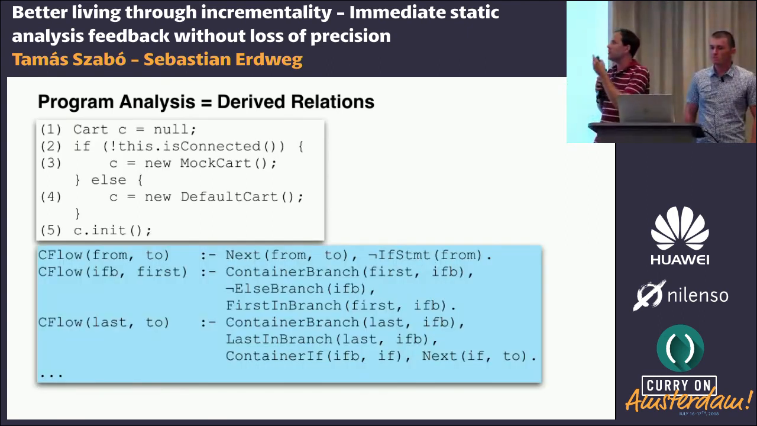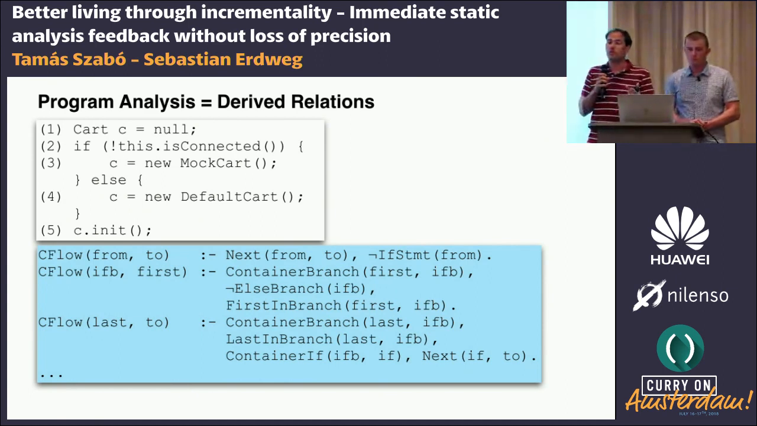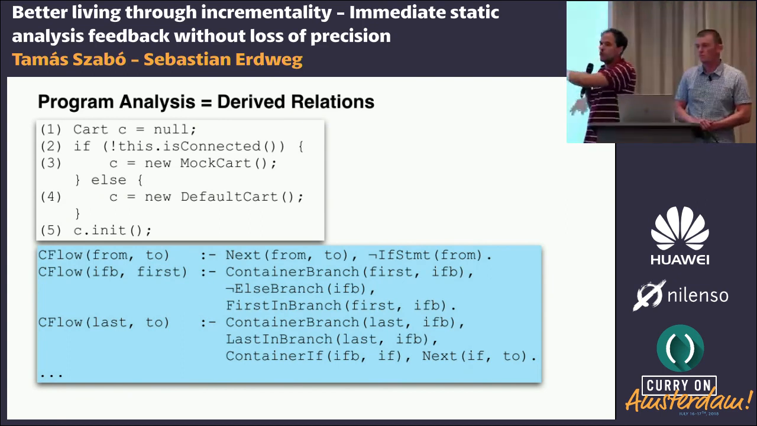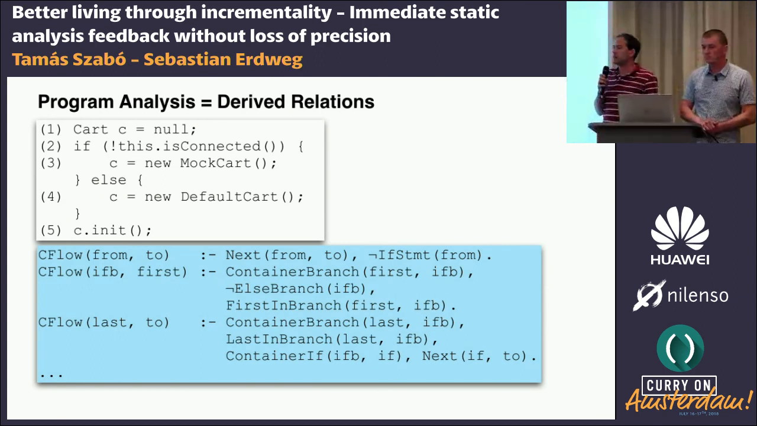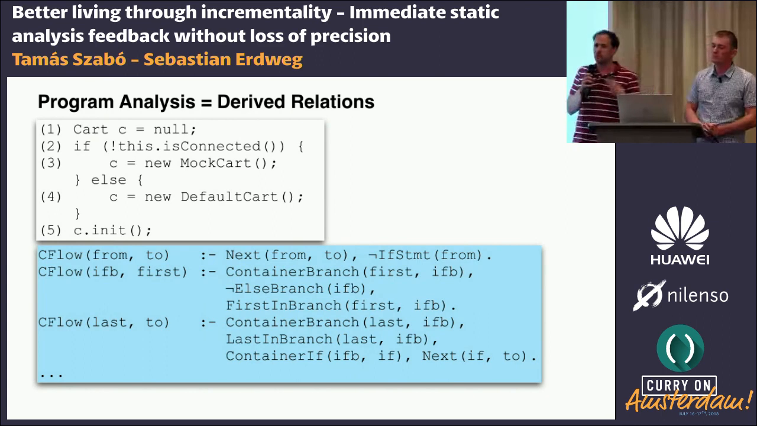If we take the same program again, we can look at how we would define a control flow analysis, or a control flow graph, I should say. This is Datalog syntax. Actually, this is 3 rules for the same relation. We have 3 alternatives, and in fact we have more, but we show 3 alternatives for control flow edges. The first rule is pretty simple. We have a control flow edge from "from" to "to" whenever "from" is directly followed by "to", and "from" is not an if statement or any other control structure that would affect the control flow.